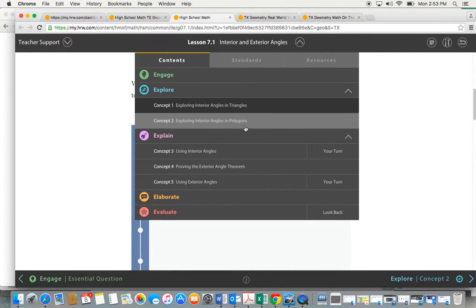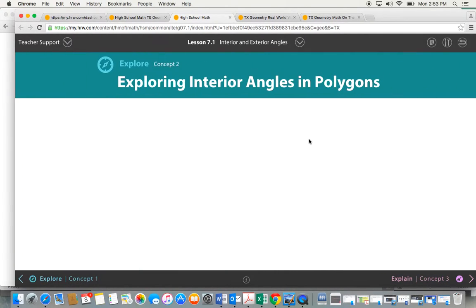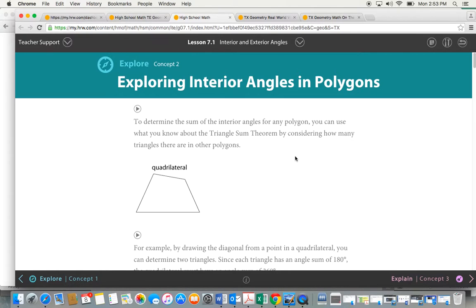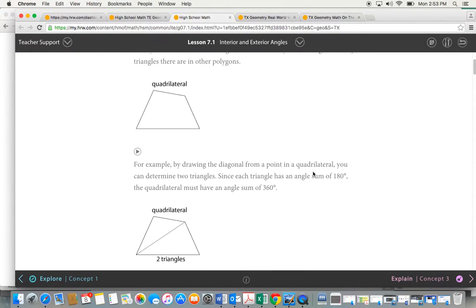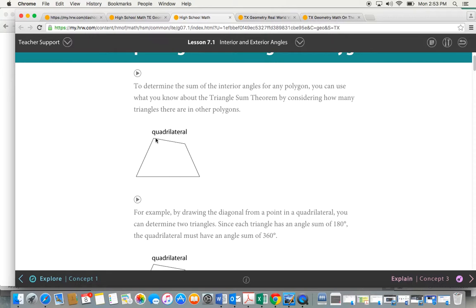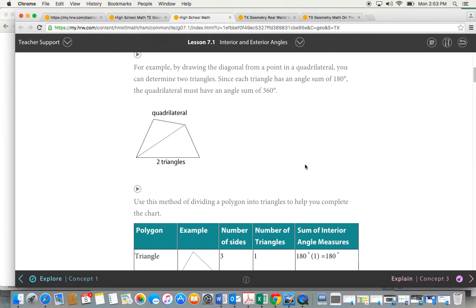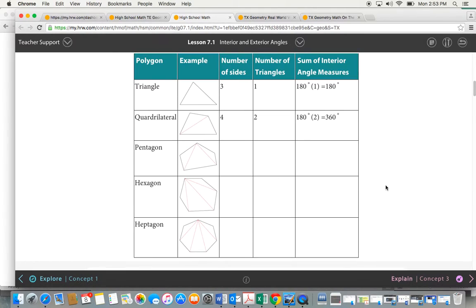I also love exploring interior angles and polygons. There's some similar resources in the LP for this lesson. And this is a way for students to look at it virtually. First of all, there's a discussion about how to draw the diagonals to see the sum of the interior angles of the polygons. And then there's a chart that helps them organize their thinking.